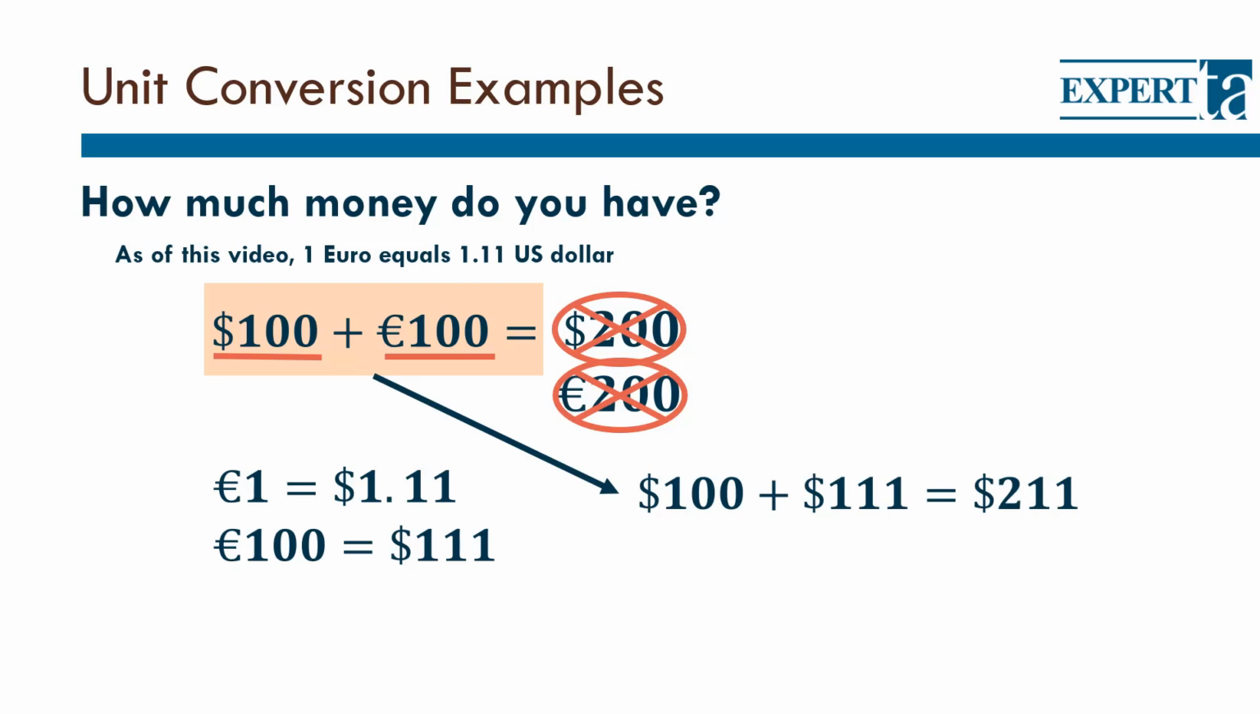So the total money you have is equivalent to $211, and you can do it the other way also. You can convert the dollars into euros and have the total amount in euros instead of dollars. So you should try that.